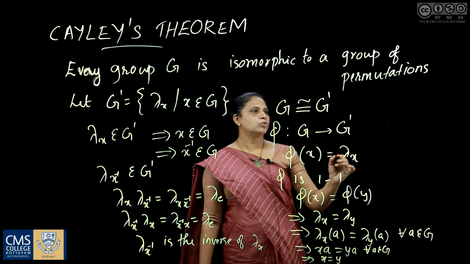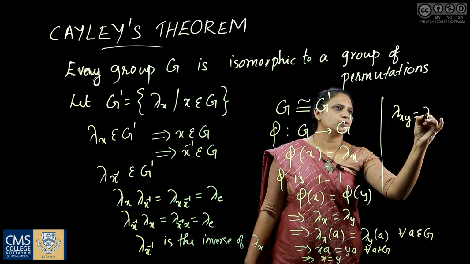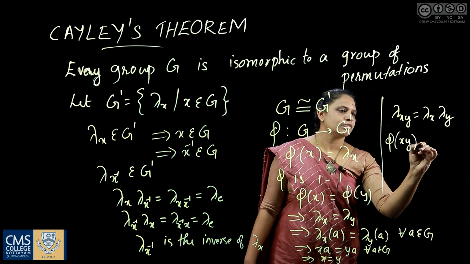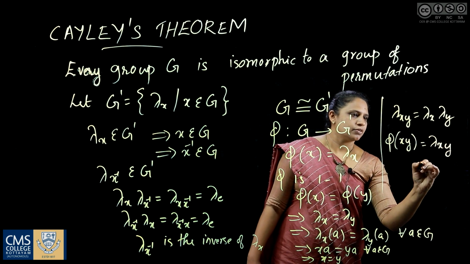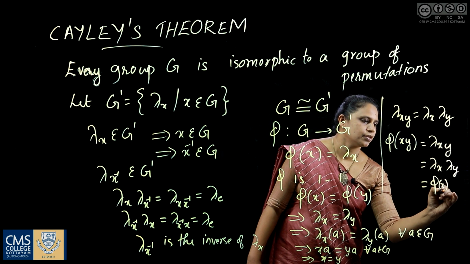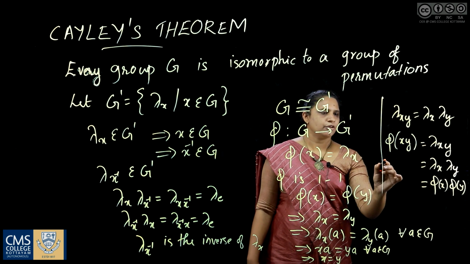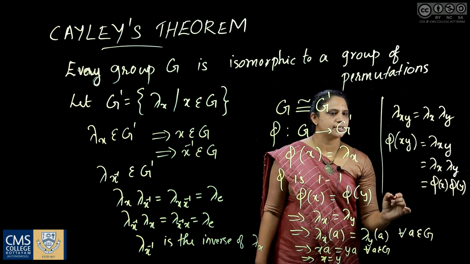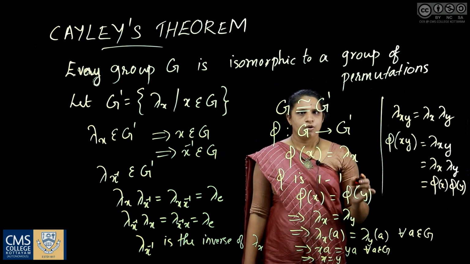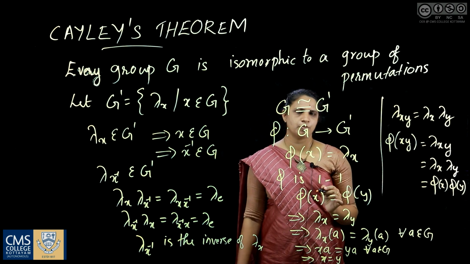Now, since we have proved that λxy equals λx into λy, we have phi of xy, which is equal to λxy, which is equal to λx into λy, which is equal to phi of x into phi of y. That means the homomorphism property phi of xy equal to phi of x into phi of y is satisfied for the mapping phi. Therefore, phi is an isomorphism of G onto G dash, and so G is isomorphic to G dash.